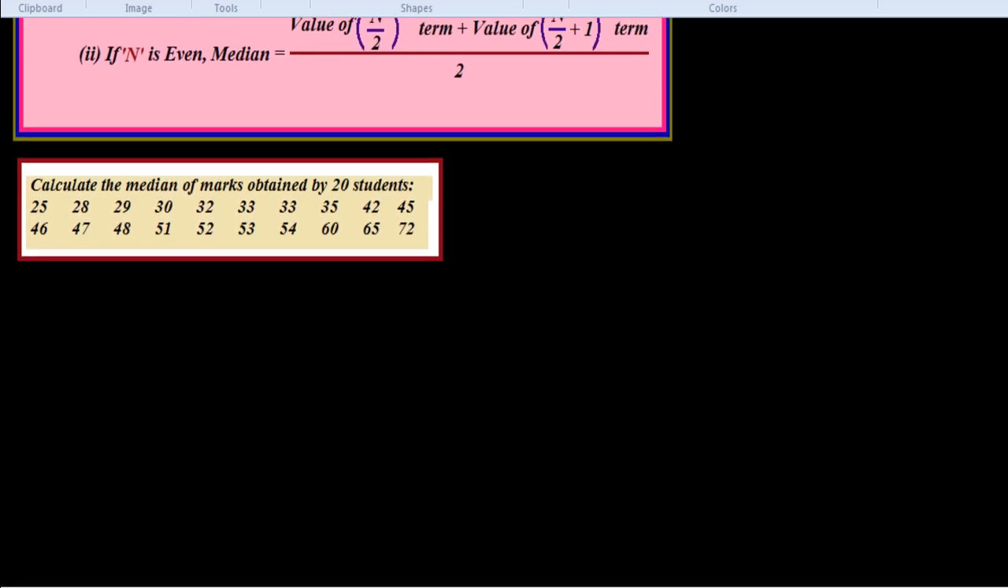Look at this question. Calculate the median of marks obtained by 20 students. The marks obtained by 20 students in a particular subject are given. We have to find out the median of this data. So how will we get it? First, I draw a line here. I give the numbers to all of these. So I draw a line here first.